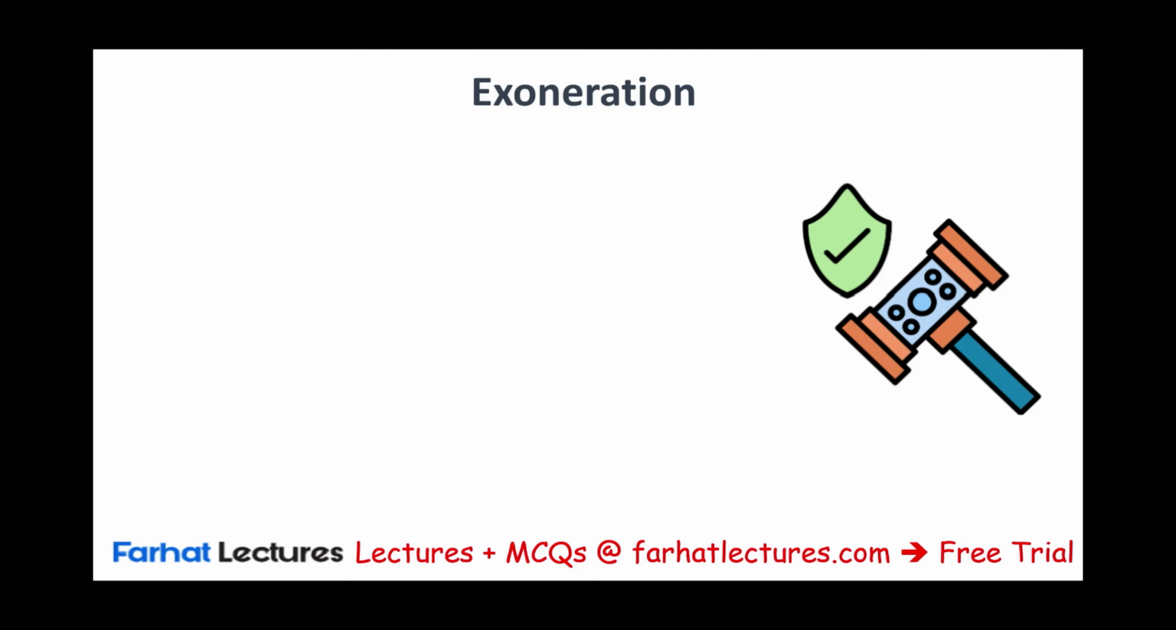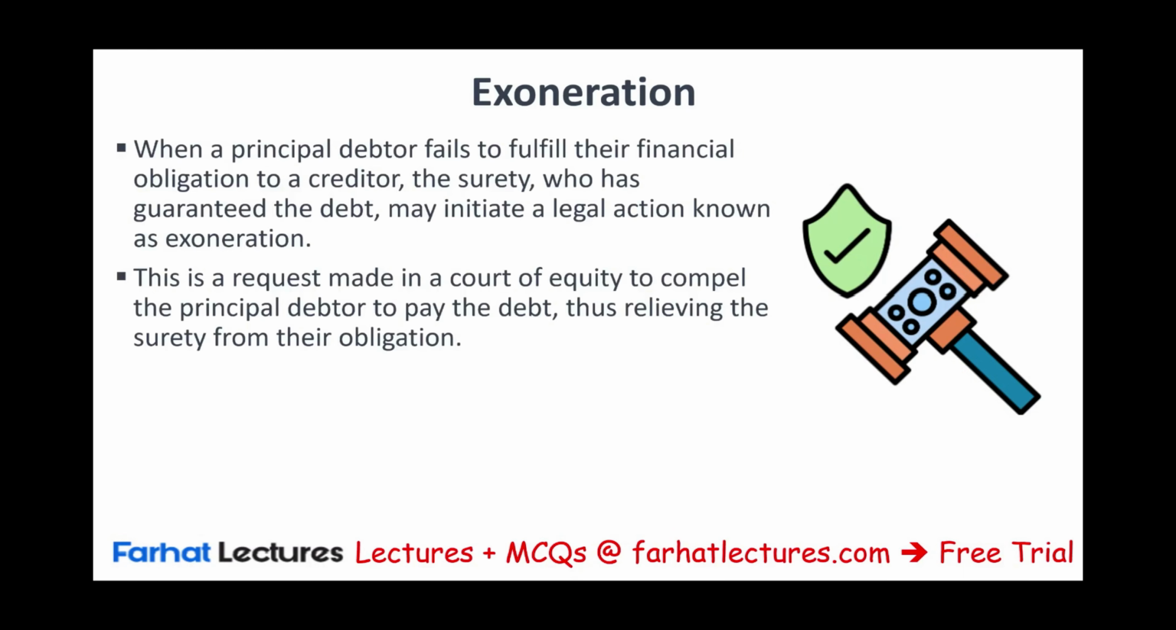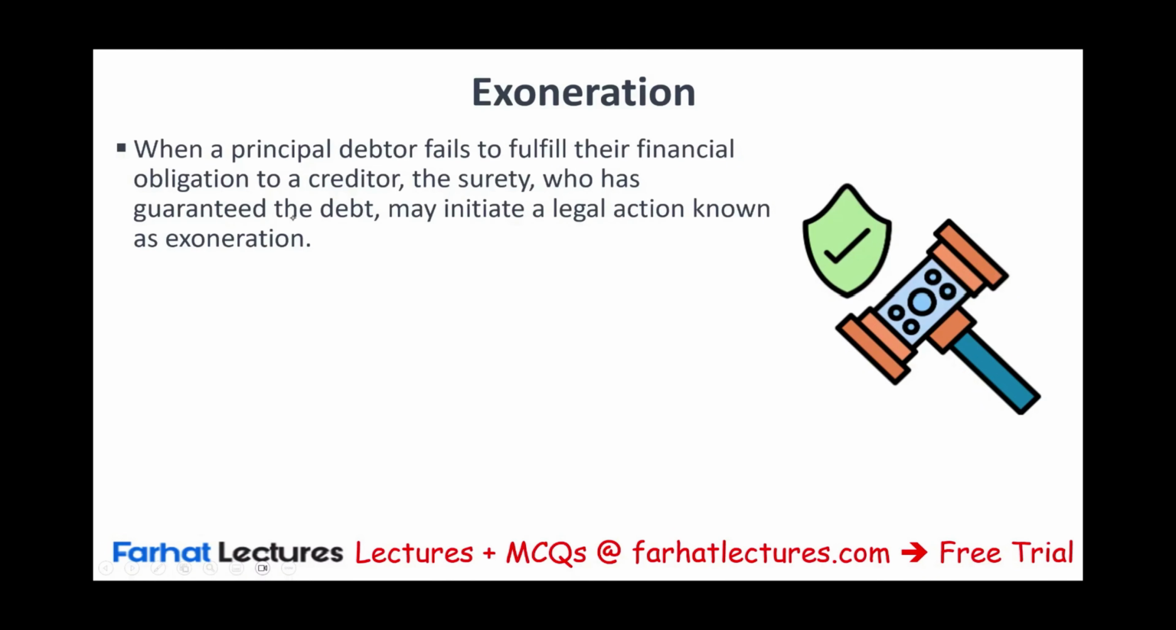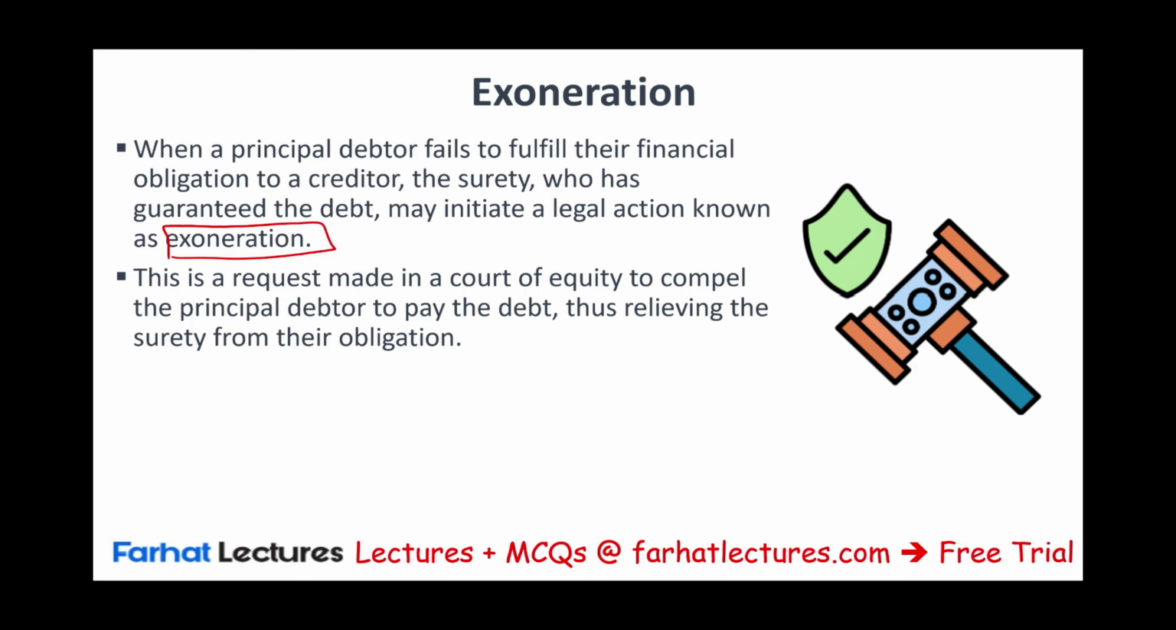When a principal debtor fails to pay their bill, the surety has guaranteed the debt and may initiate a legal action known as exoneration. So what is exoneration? This is one of the rights that they have. This is a request made to the court to compel the debtor to pay the debt. You go to the court and tell the court, please ask this person who I guaranteed the debt for to pay the debt, relieving the surety from their obligation.